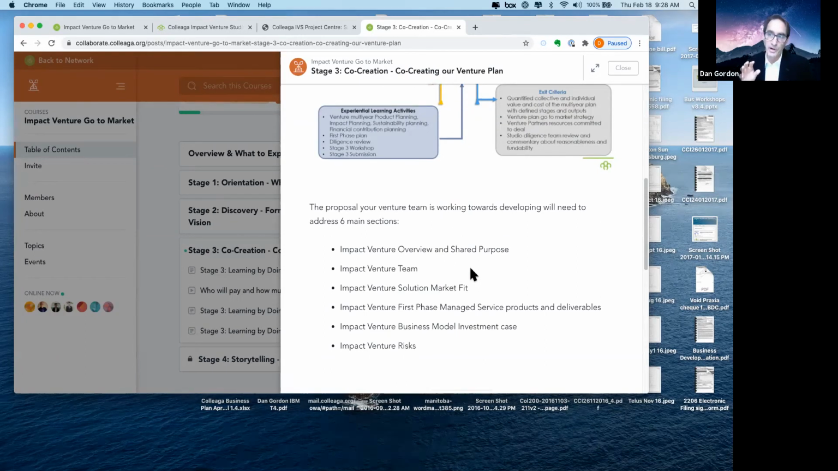What's the problem we're trying to solve? What is the solution? What is the market that we're dealing for? How do we construct what we're doing for that market? And importantly, the market is, who are we selling to? Who is our customer of our venture going to be?